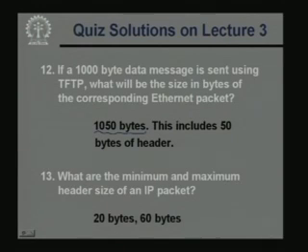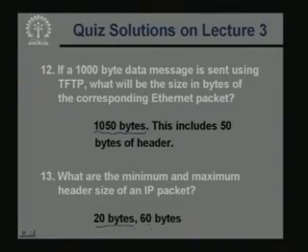What are the minimum and maximum header sizes of an IP packet? Minimum depends on the essential fields, it is 20 bytes. Maximum depends on the size of the header length field, it can be maximum 15, it represents the number of 32-bit chunks in the header. So, 15 means 15 into 4, it becomes 60. So, the range is 20 bytes minimum, 60 bytes maximum.